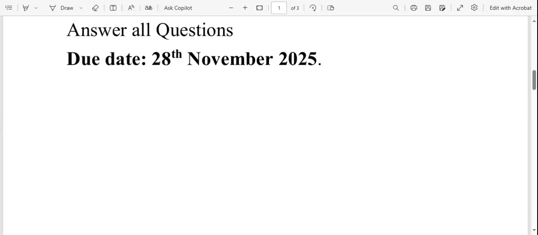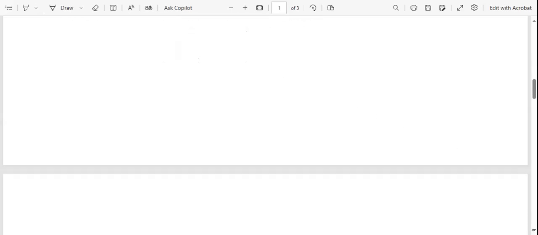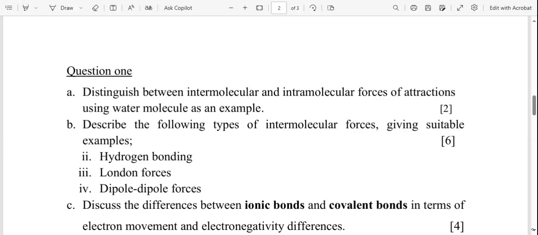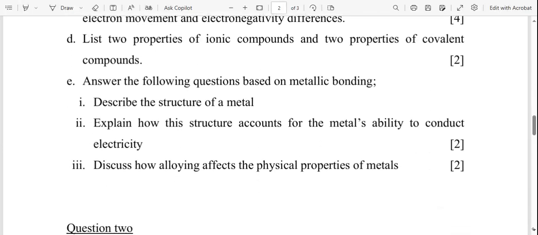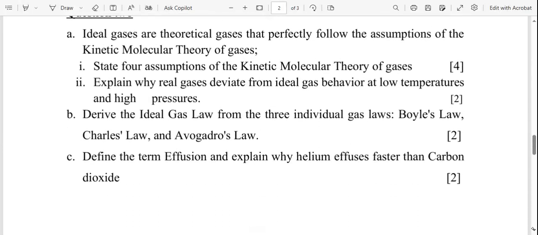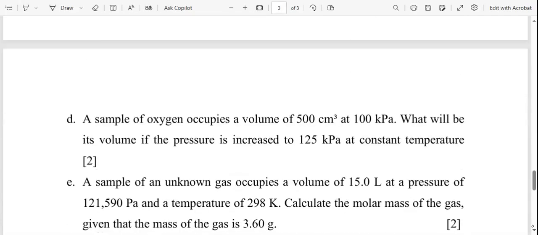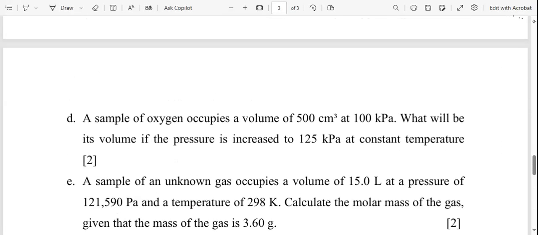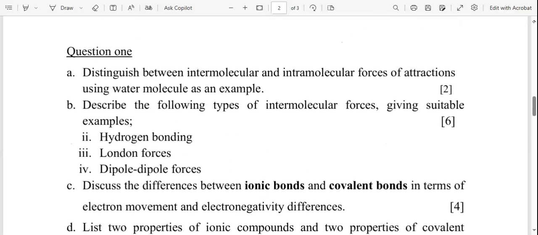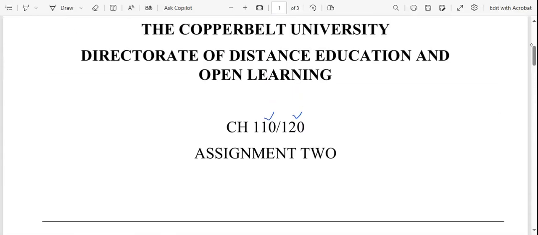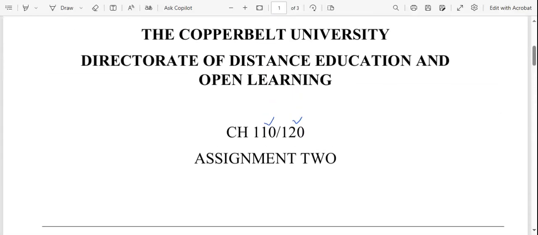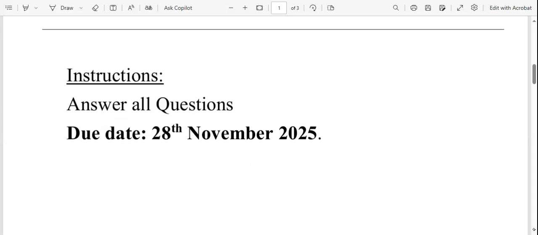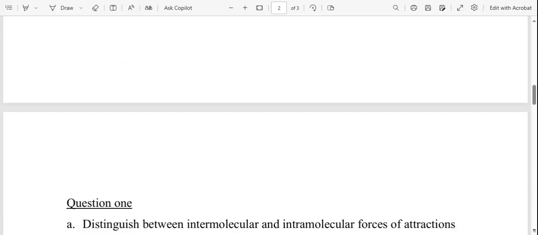It was supposed to be submitted on the 20th of November. All right, so let us see. The content is this: hydrogen bonds, describe the metal structure, gas equations, effusions, stuff like that. We'll be able to crack all this stuff. So without wasting our time, we can now start.